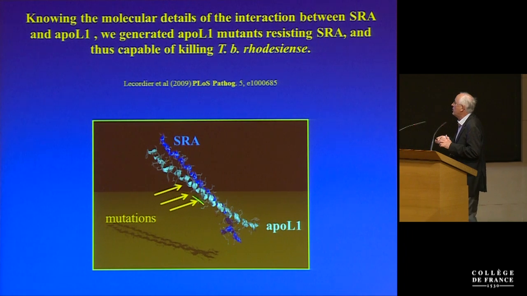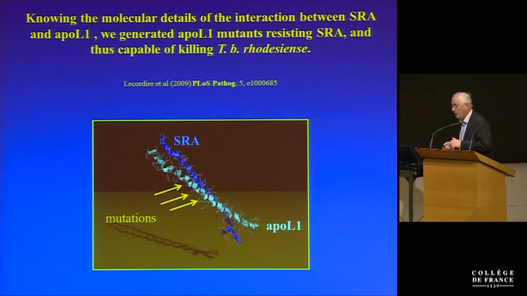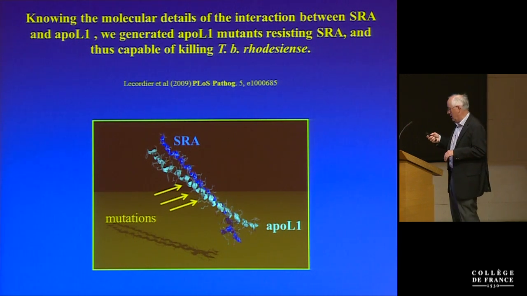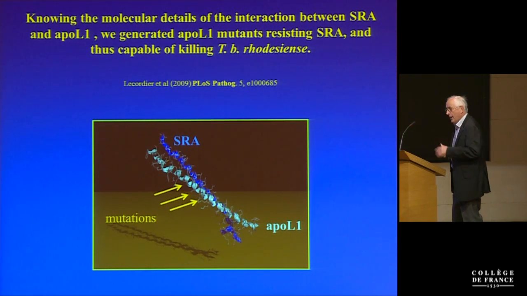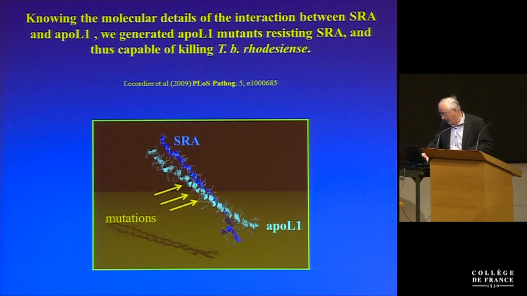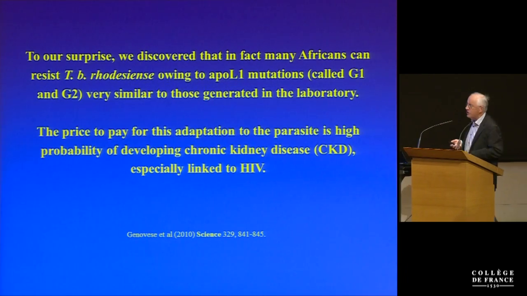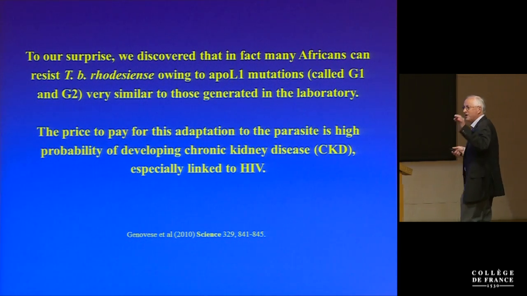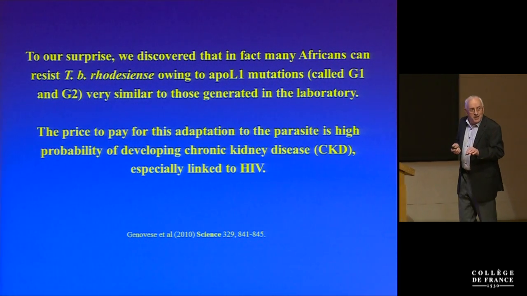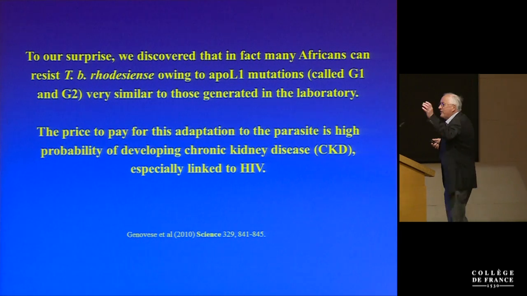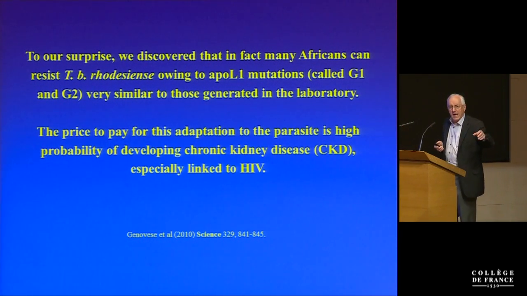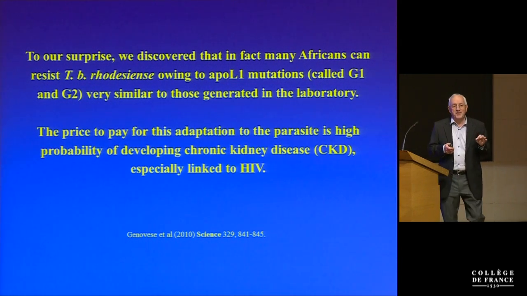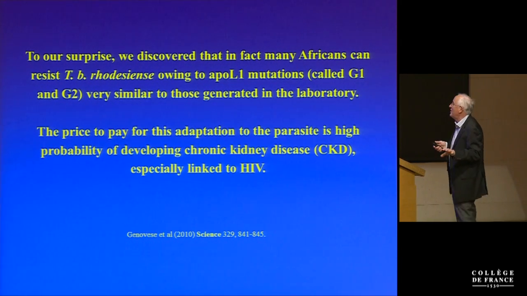So we made several mutants of ApoL1, recombinant ApoL1, that were perfectly able to kill TB rhodesiense. Then we entered immediately in collaboration with American nephrologists because, believe it or not, the mutations that we did in the lab somehow already existed in the field. Not exactly the same, very close mutations, but the result is exactly the same.